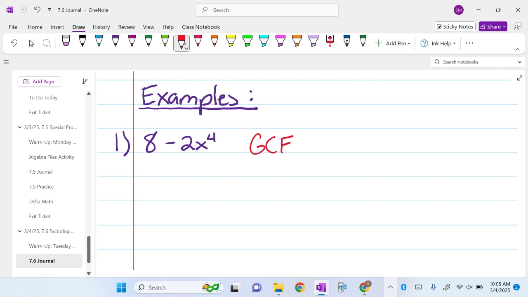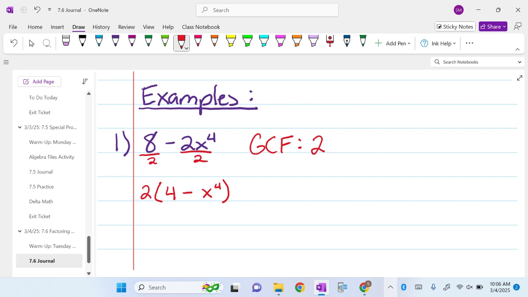So, first thing we got to look for is a GCF. You always start by looking for a GCF. Sometimes you have one, sometimes you don't. Do I have one in this case? Yes. What is it? 2. So I'm going to factor out that GCF first. So I'm going to divide both terms by 2. I get 2 times 4 minus x to the 4th.